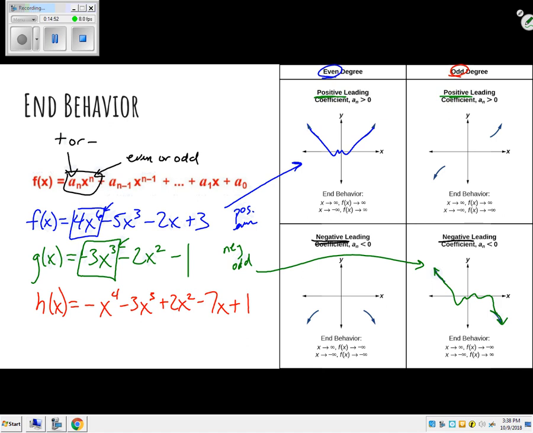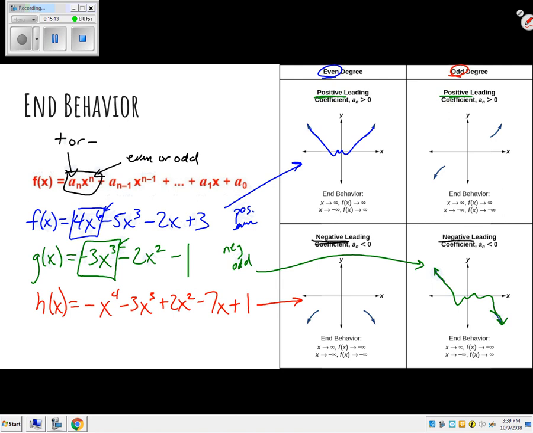You try the h of x, see where it points. And I hope you got that h of x to point here. If you did, that is correct.